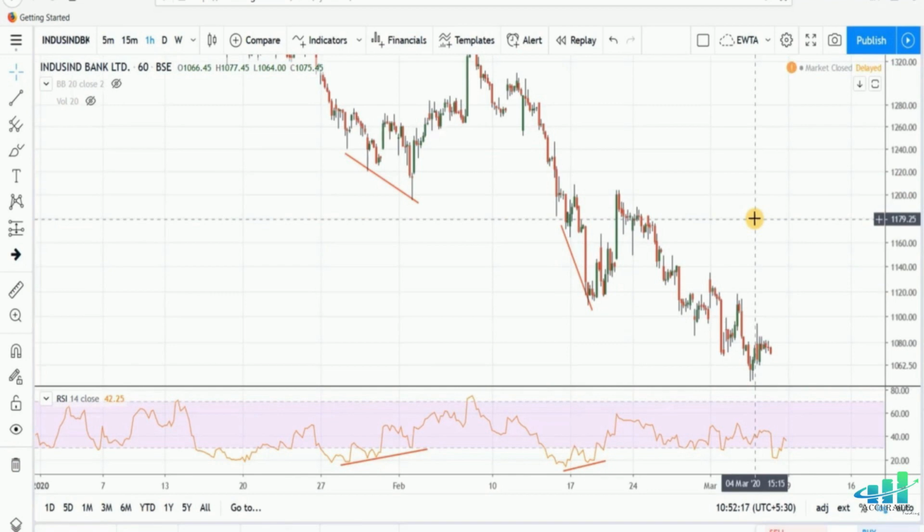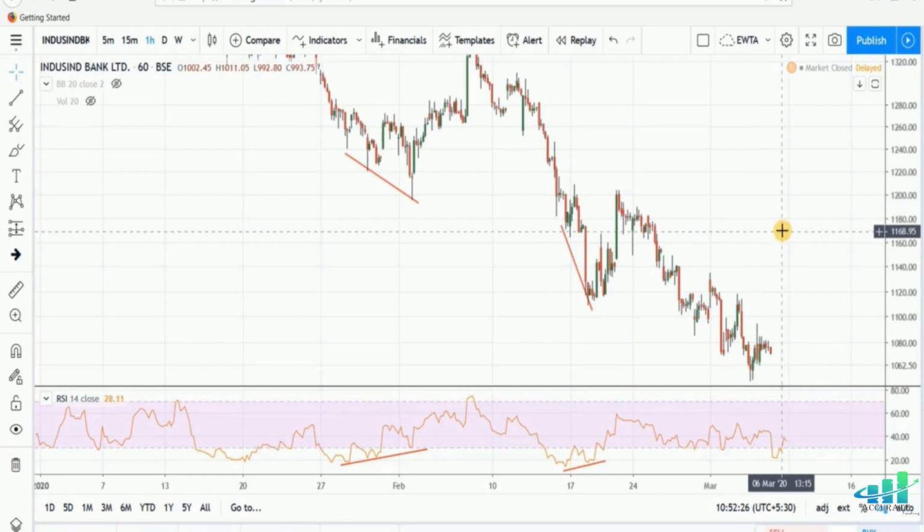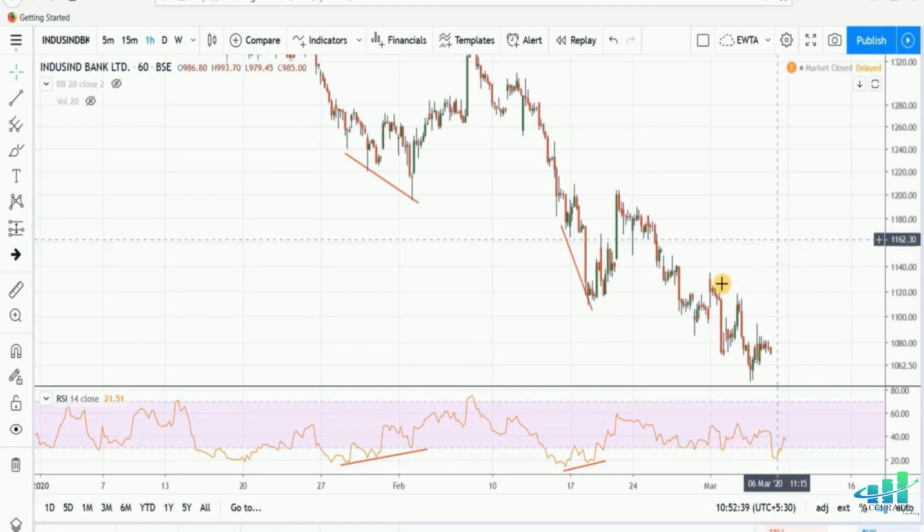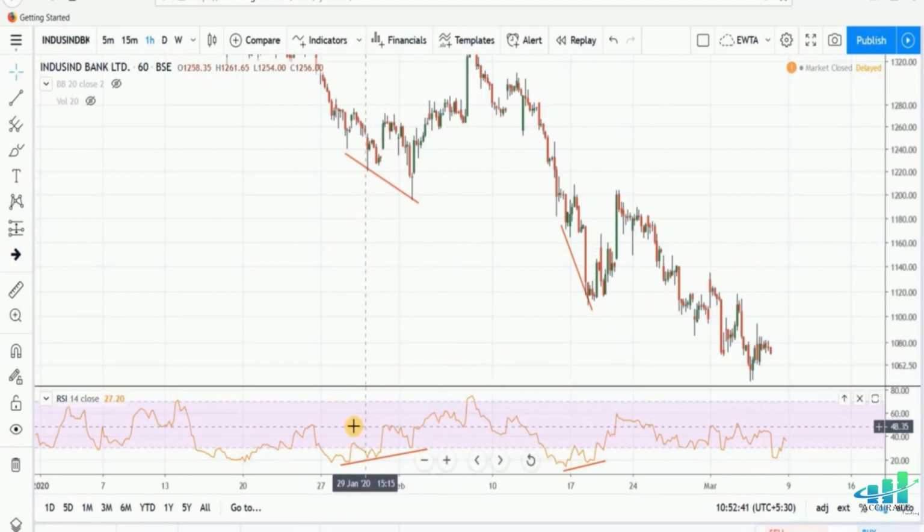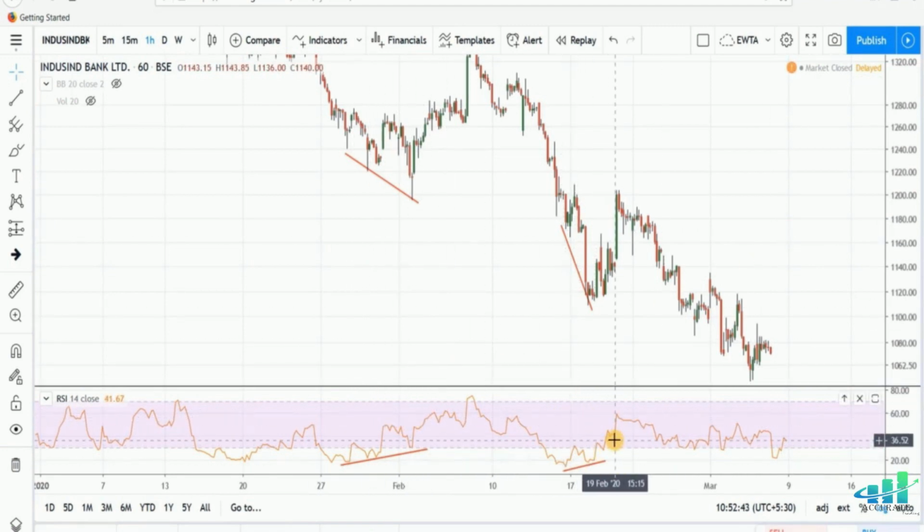How to enter a fresh position with the help of divergence, that we will learn in the next course, Masterclass 2. But here I'm explaining the concept of what divergence is and how to spot divergence on the price chart and with the help of an indicator. Here I'm using the RSI indicator, but we can also get these signals on MACD or the stochastic.